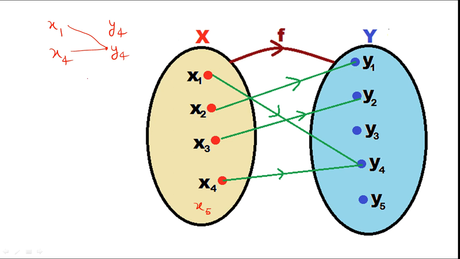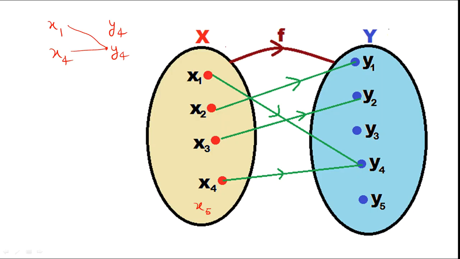Suppose I draw one more line. Let me take one more line here. Let me return back to the same slide. Here, suppose x3 is also having one more image. Suppose we are assuming, then it will not be a function, because every element of set X has an image and it is a unique image. In this case x3 will be having two images, so it will not be a function. Then f will not be a function.